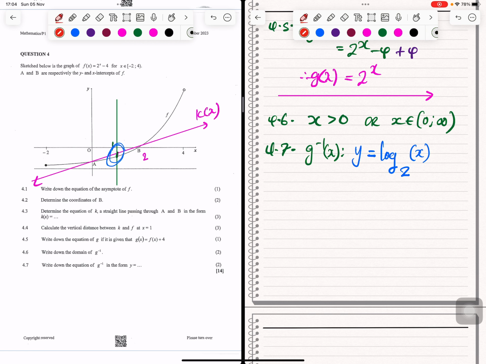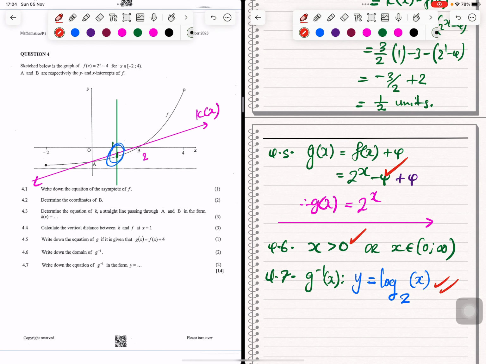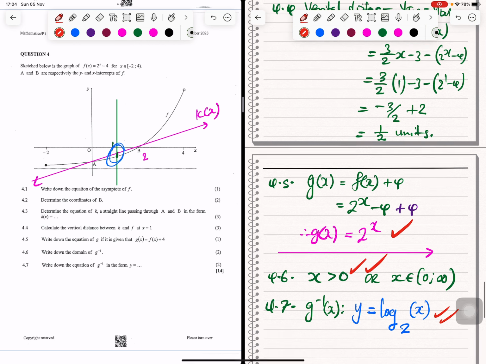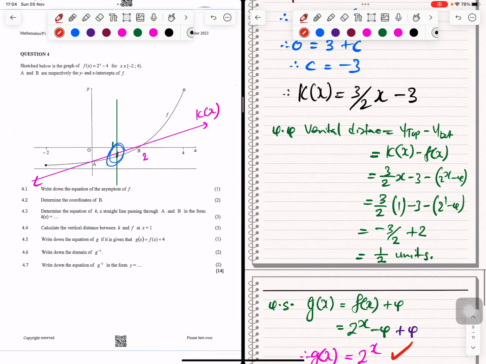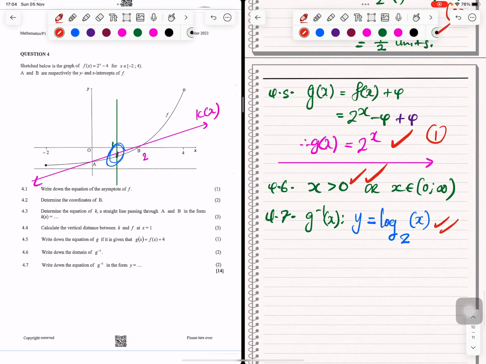Then you get 2 marks for that, and you get 1 mark for this, and then a mark for the final answer. Let me check 4.5. Oh, it's 1 mark. The domain is 2 marks, and then here it's 1 mark. And then the vertical distance is 3 marks. So you need to be able to get that equation, the correct substitution of 1 and the final answer. That's how they are going to give you marks, 2 marks there for the final answer.